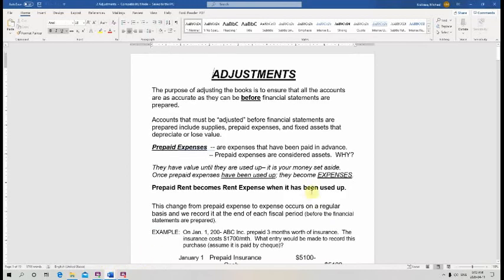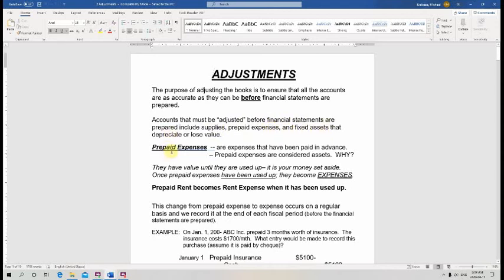All right, so starting now, not only are you going to have to worry about the actual accounts that are debited and credited, you're actually going to have to worry about the numbers, because you're going to be calculating the numbers as well. All right, so the purpose of adjustments is to ensure that the accounts are as accurate as they can be before financial statements are prepared, like I said. So the accounts that have to be adjusted before these financial statements are prepared include supplies, so we're going to adjust supplies, something called prepaid expenses, and fixed assets that depreciate or lose value.